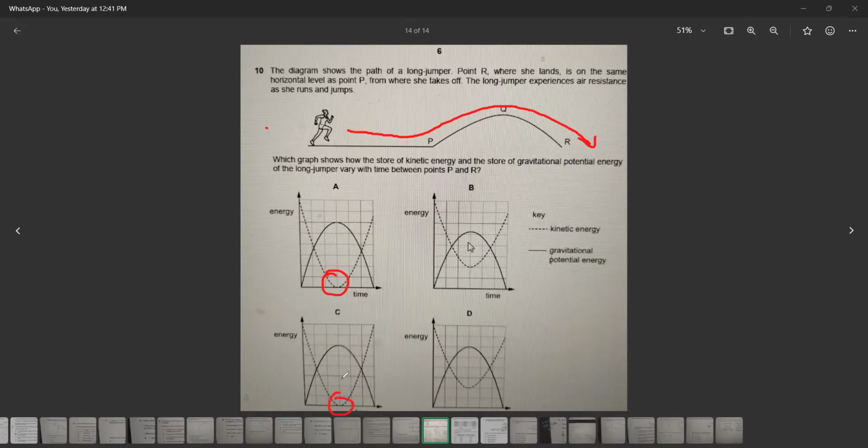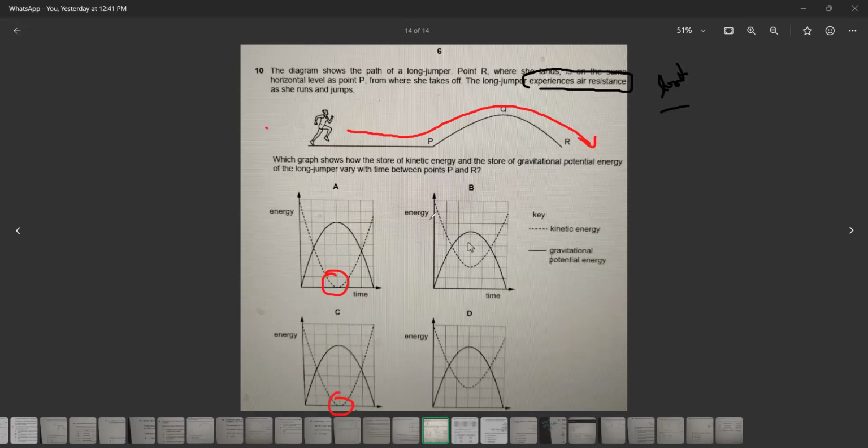So A and C cannot be an answer. Now we are left with B and D. It is important to read the statement that they mention experiencing air resistance. If experiencing air resistance, energy will be lost. So the sum of kinetic and potential energy will not be the same throughout the motion, because some energy will always be lost to the surroundings.